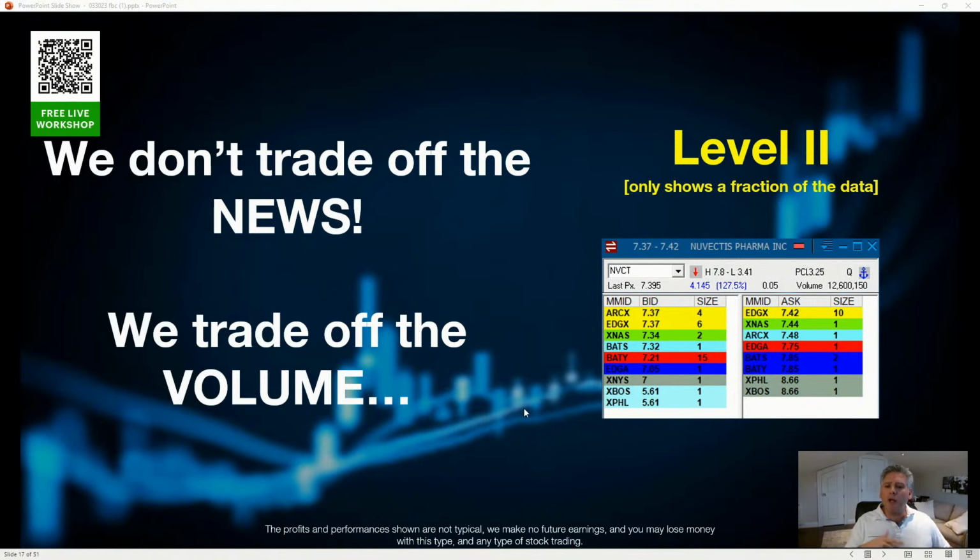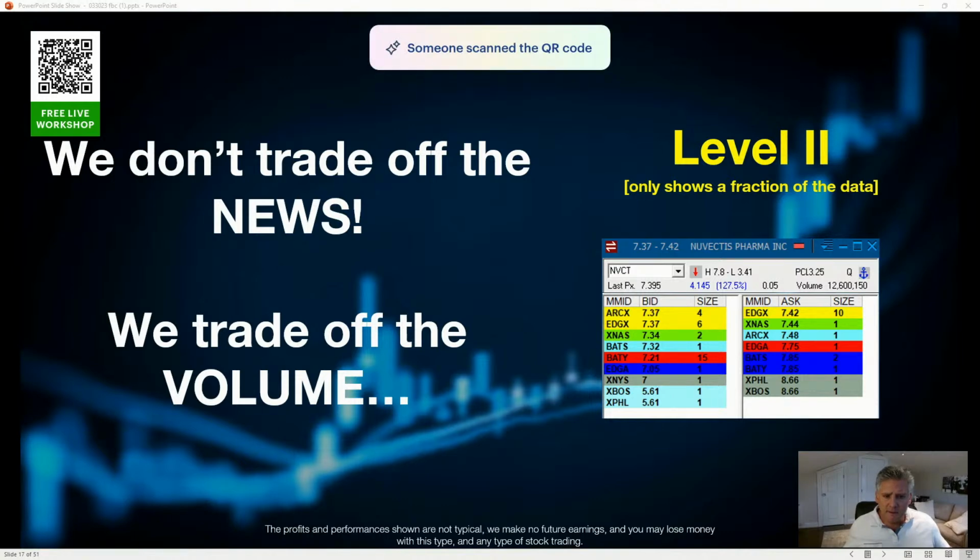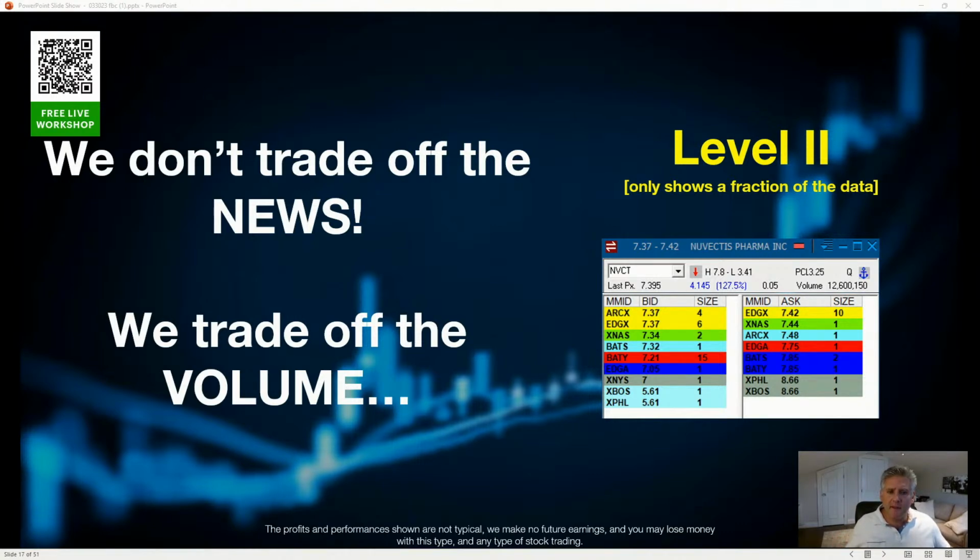All right, so anyway, let's talk about level 2. Basically, what you're seeing right here are buyers and sellers. Now, who here has level 2 quotes? Who here has level 2? Okay. All right, a few of you have it. Good. So let me explain what it is for the ones that don't know. What you're looking at is people that are buying it and people that are selling it. That's basically what you're looking at.